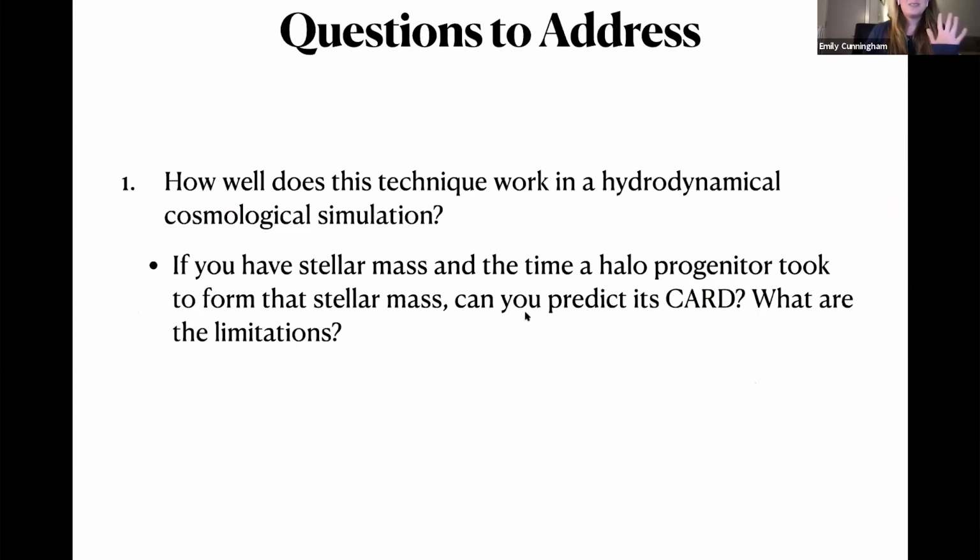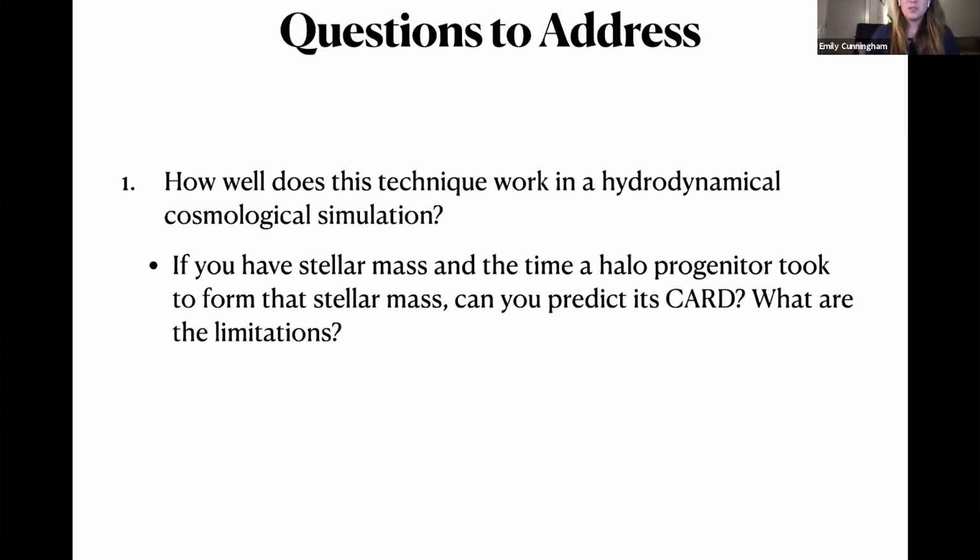So I've alluded to this a little bit already, but the real question I want to get at in this talk is how well this technique works in a cosmological simulation. The fundamental assumption in this technique is that if you have the stellar mass of a halo progenitor, and you have the amount of time that progenitor took to form that stellar mass, can you then get a good prediction for its abundance distribution using an empirical template set? And what are the limitations of this technique?